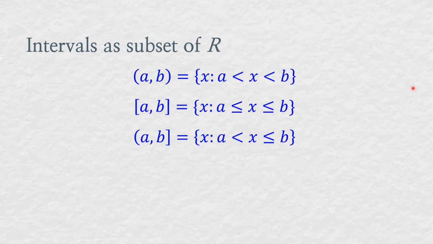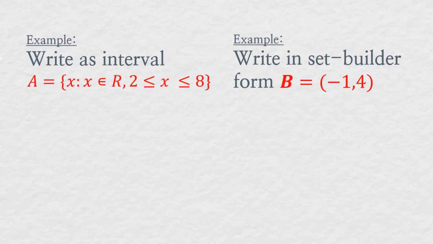This is another example of an interval which is closed in A and open in B. This is written as the set of elements x, where x is greater than or equal to A and less than B. Also to be noted that intervals can be converted into sets and sets can be converted into intervals.